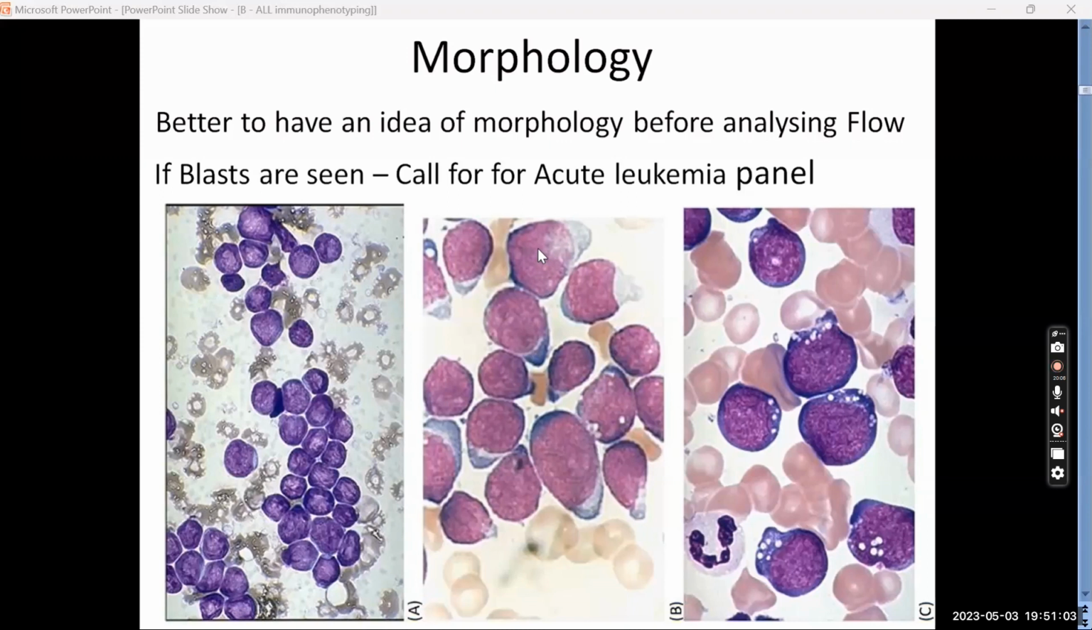One more important thing about morphology is that by seeing the morphology, you know the size of the blast, what the internal complexity of the blast is, whether there are any vacuoles or any granules in the blast. These are very important things which morphology gives, and it can even give you an approximate percentage of the blast. If the blasts are good in number, you can anticipate good clustering in the plots you're going to see. If the blasts are very low in number, then you need to have a very good look while searching for the blast.